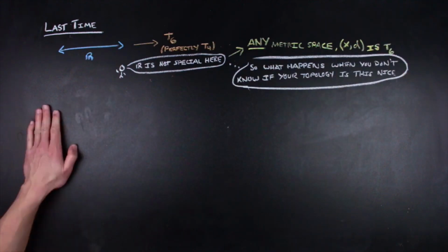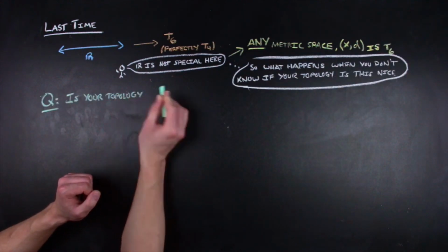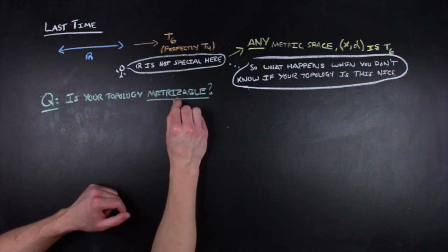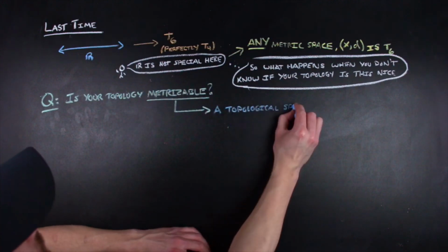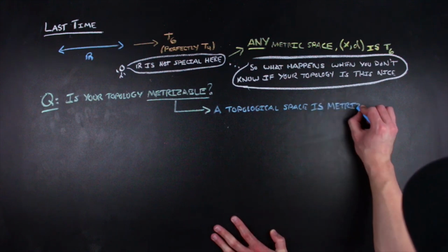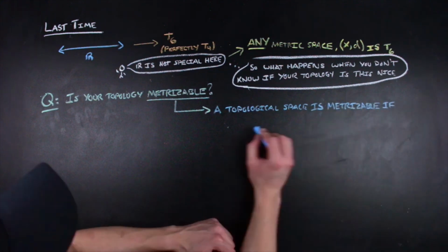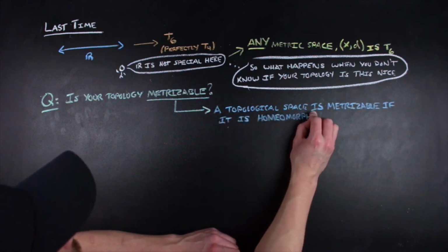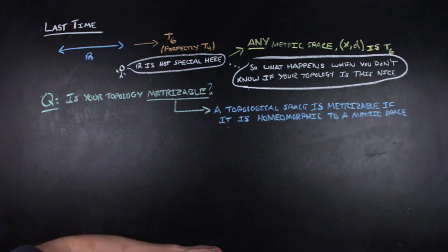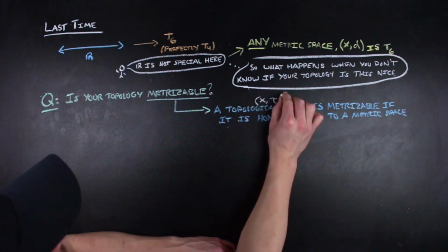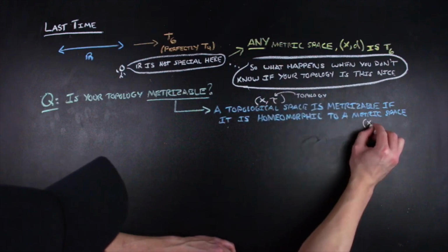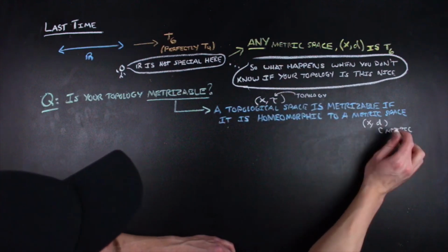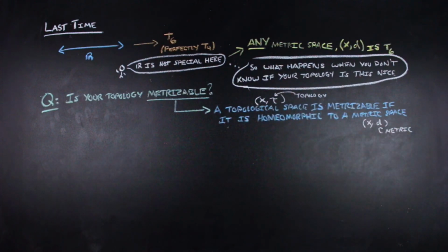A question you can ask is, well, is this topology metrizable? Metrizability is the quality of a topological space being topologically equivalent or homeomorphic to a metric space. And so what that means here is that your space with its topology will be topologically equivalent to some metric space with the topology induced by some metric D.